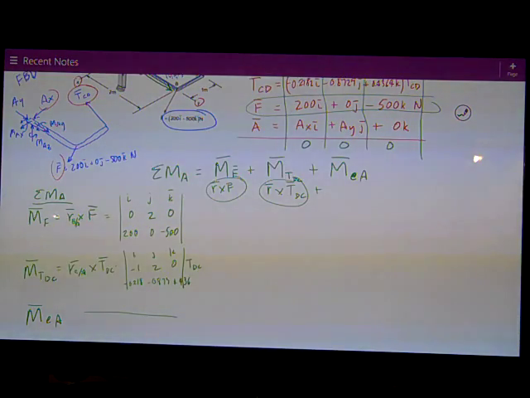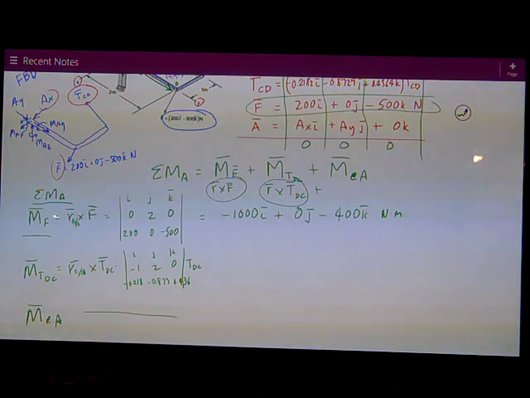So what I do is I evaluate this out. Y'all know how to evaluate determinants. I end up with negative 1000 I plus 0J and negative 400 K for the MF moment. These are all units of Newton meters, because they're moments, force times distance.